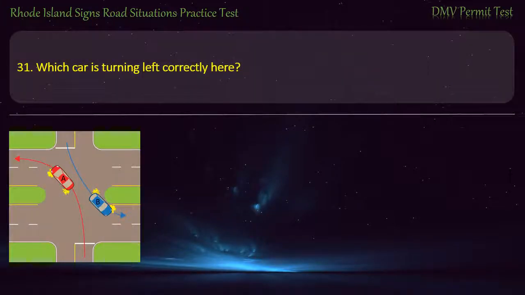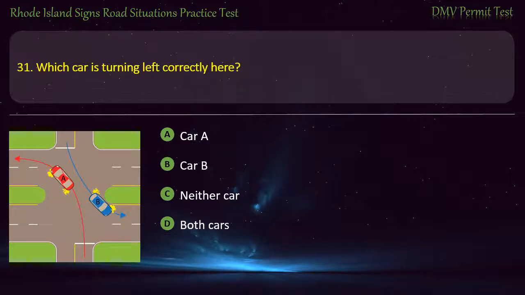Question 31. Which car is turning left correctly here? Car A. Car B. Neither car. Both cars. Answer. Car B.